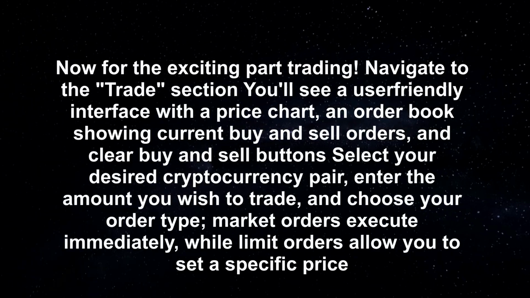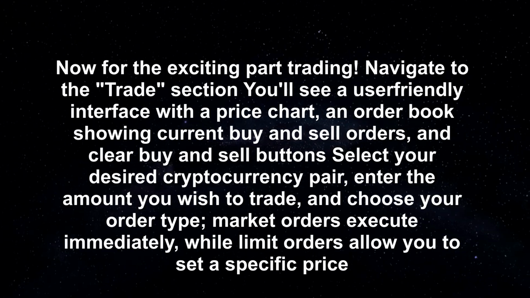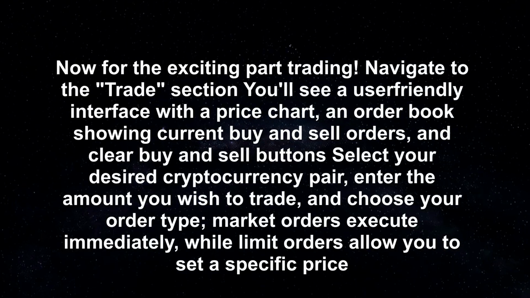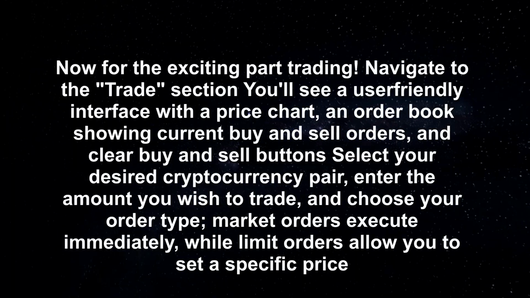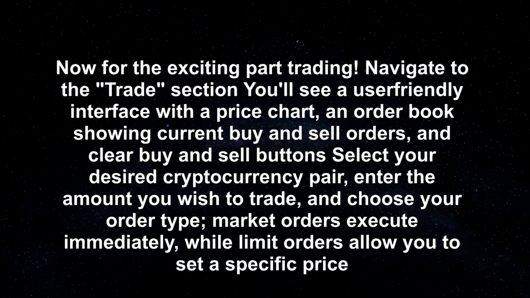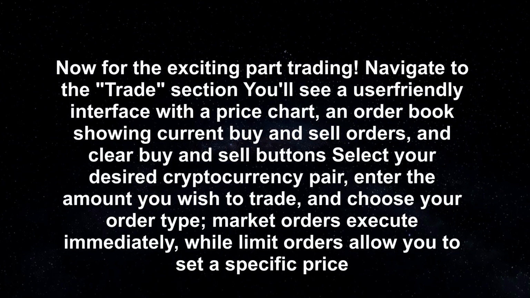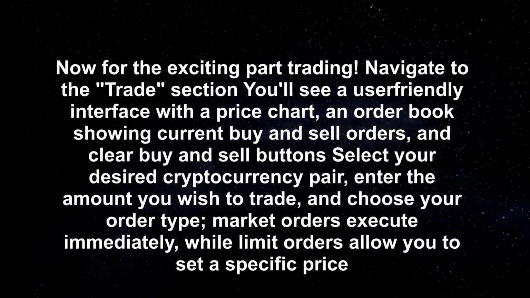Now for the exciting part: trading. Navigate to the Trade section. You'll see a user-friendly interface with a price chart, an order book showing current buy and sell orders, and clear buy and sell buttons. Select your desired cryptocurrency pair. Enter the amount you wish to trade and choose your order type. Market orders execute immediately, while limit orders allow you to set a specific price.